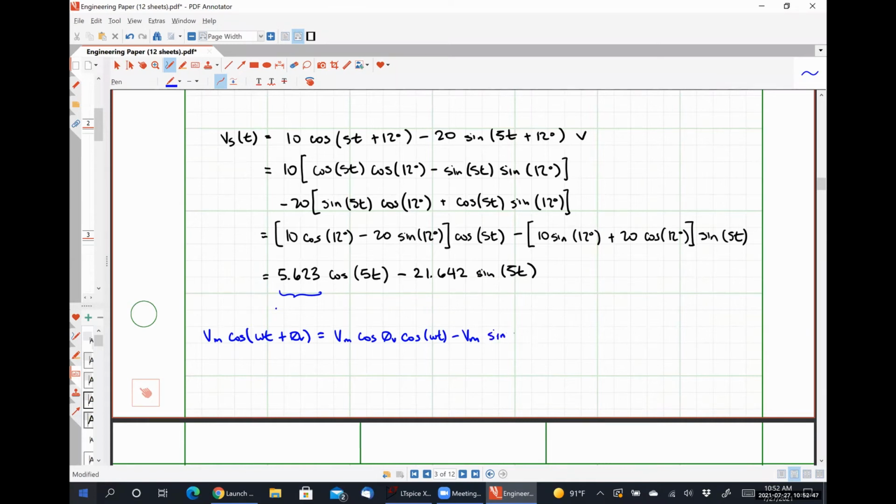Sine theta v sine omega t. So writing it this way, I can see that this 5.623 represents Vm cosine theta v, and this 21.642 represents Vm sine theta v. Does that make any sense with the equivalency I'm trying to draw between what I have and the trig identity that I'm using?